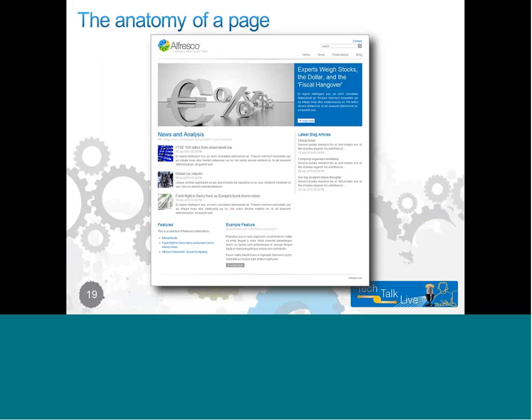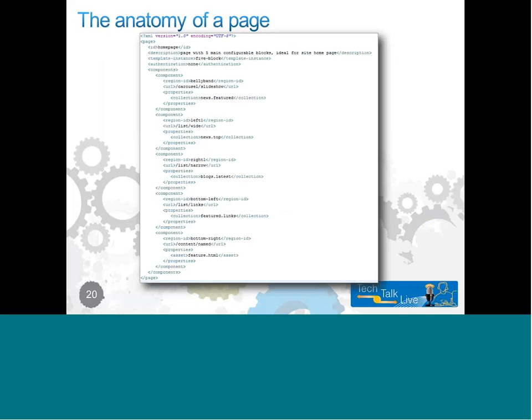So if we have a look at the home page here, this is just a snapshot of what it looks like. And this is the XML that defines that page, that layout. So here we can see that we're actually referring to the template instance 5 block. So 5 block is the layout that we're using. And then we've got a list of components, so which components are going into which regions.